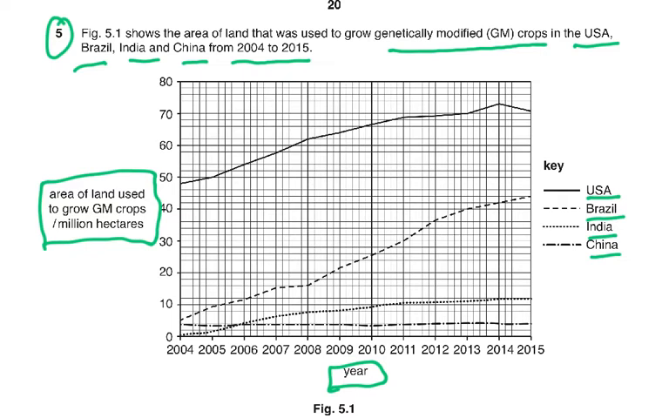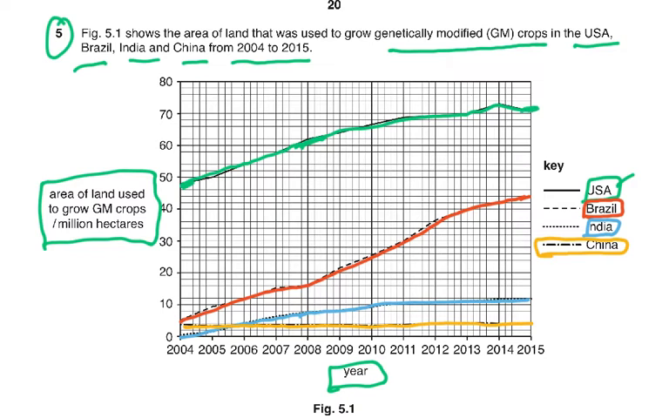You look at the graph and you see how the area of land used to grow GM crops in the USA is increasing. What you need to do is talk to yourself and explain this to yourself. You see how the USA is really increasing. I've given it a green line and you can see how it was here, here, and now it is here. So it has really increased the area of land used.